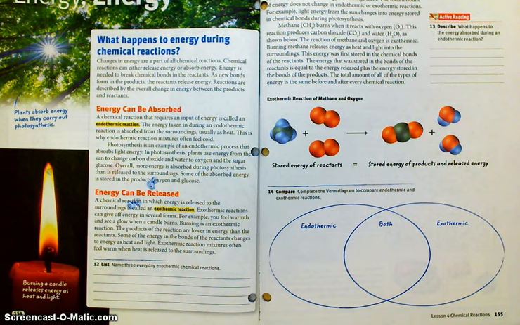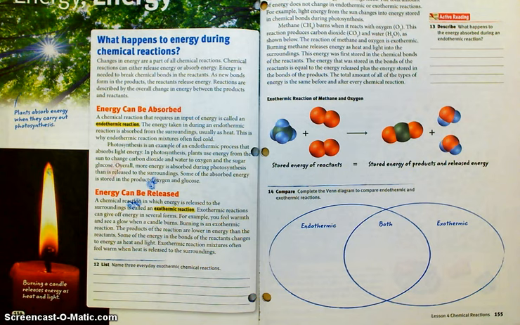Okay? We have 2 basic things that go on with most chemical reactions. Either a chemical reaction has to absorb energy from the environment in order to happen, or a chemical reaction will release energy into the environment as a result of the chemical reaction. Okay, if energy has to be absorbed from the environment, that is an endothermic reaction. Okay, so I'm back on page 154.